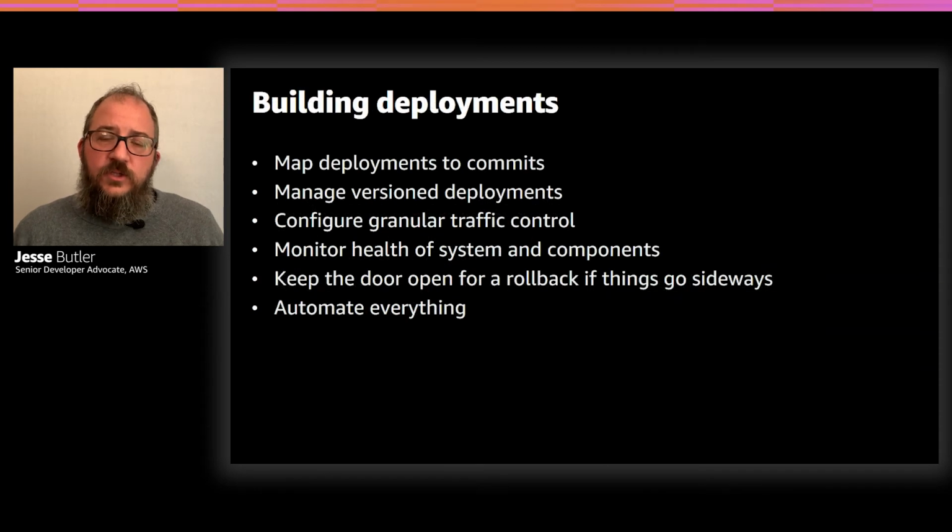So however you do this, it comes down to the same sort of semantic functions. You need to map your deployments to your commits, which is around using Git and understanding that, when you build a container from your repo, you know what version that is. You're going to manage your version deployments. Your traffic control needs to be granular.